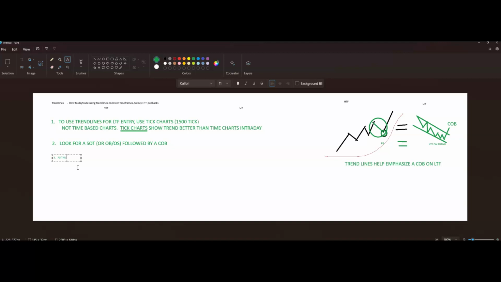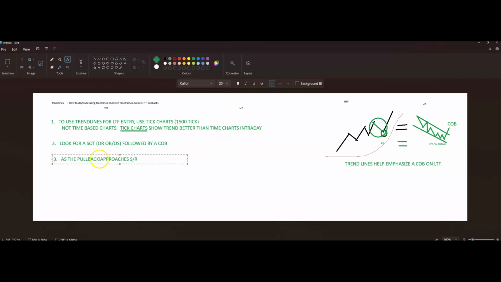As the pullback approaches support resistance, that's when it gets interesting. So you don't want to just haphazardly buy a little pullback where it looks like there's a change of behavior up here. That's incorrect. This is part of buying the support and resistance levels.